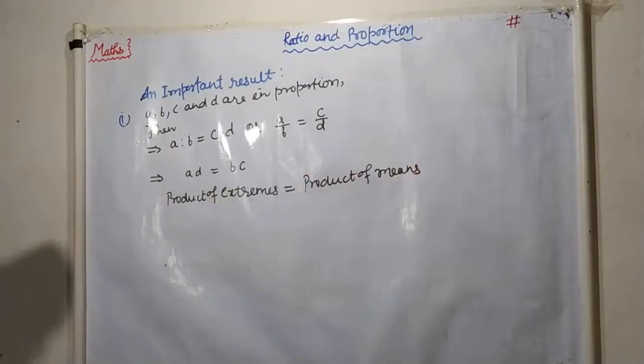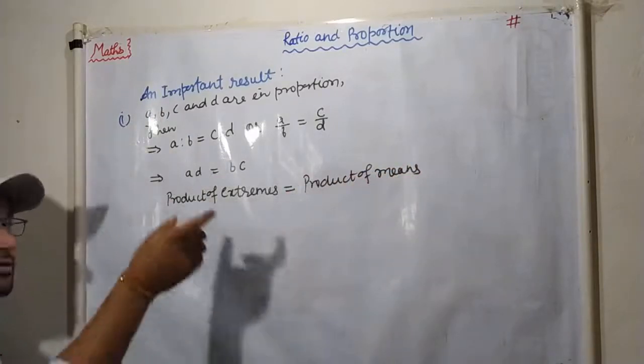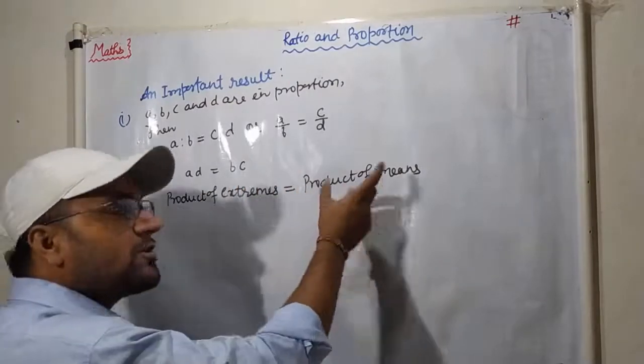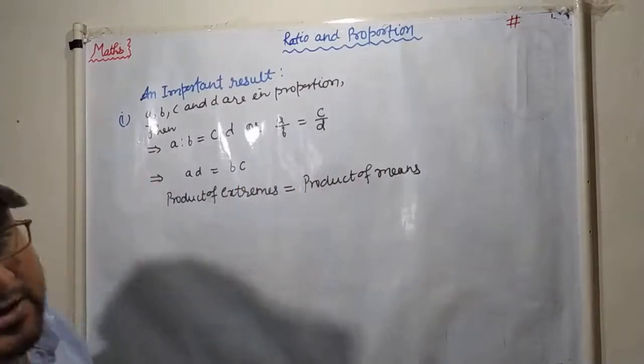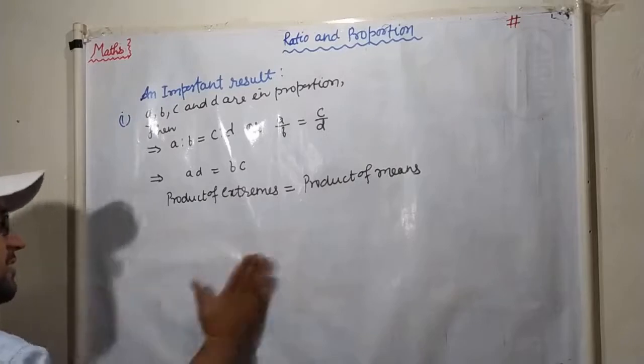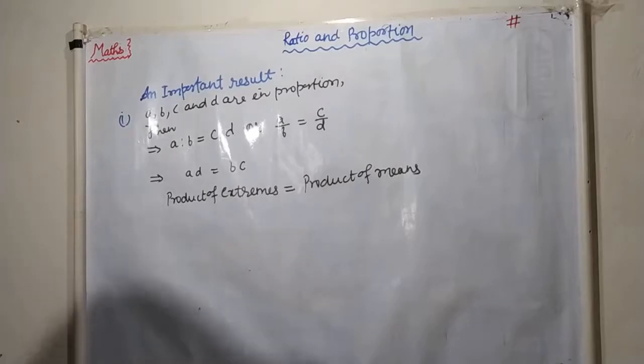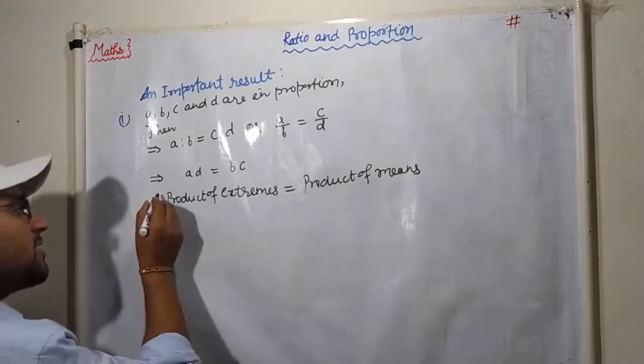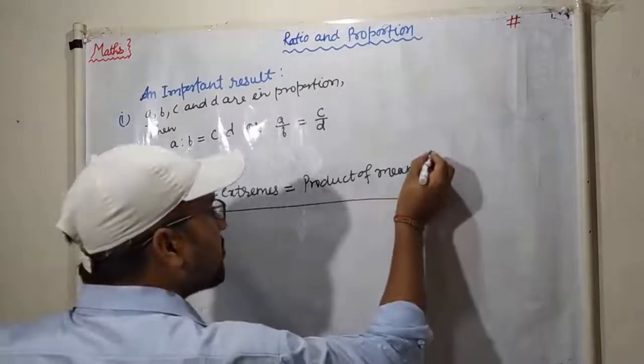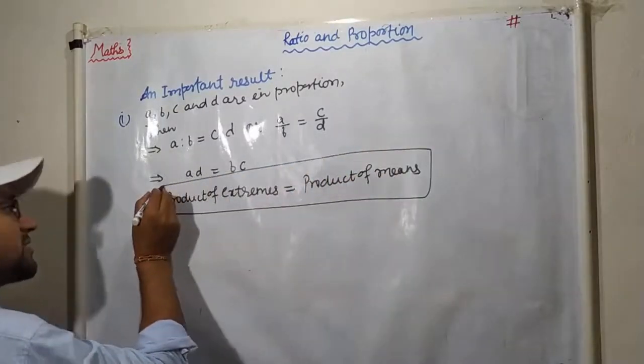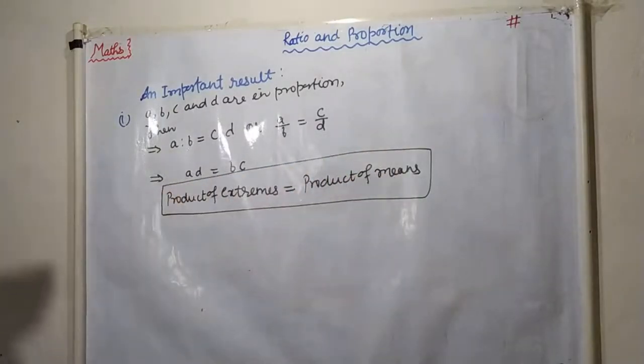If four quantities are in proportion, then the product of extremes is always equal to the product of means. If they are not equal, it means the terms are not in proportion, students. It is a very important result. Product of means is equal to product of extremes, or product of extremes is equal to product of means, students.